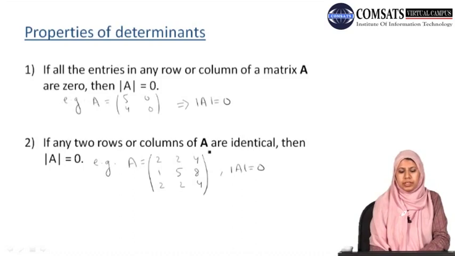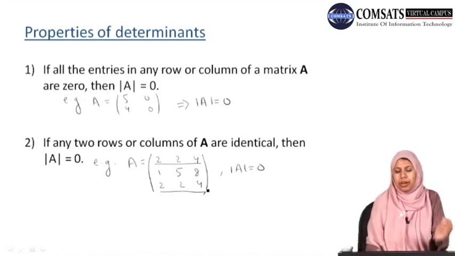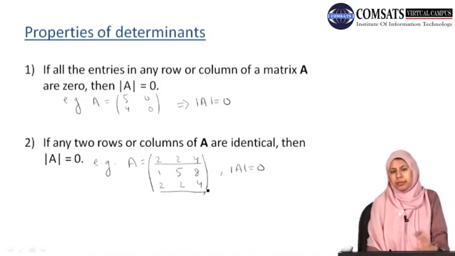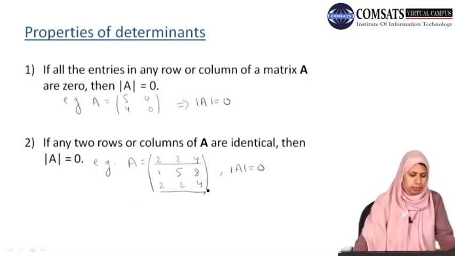Because the property says that if any two rows or columns are identical, here the first row is the same as the third row, so the determinant of this matrix will be automatically 0, and we don't have to find the cofactors, take the product with the respective entries, and then add them.